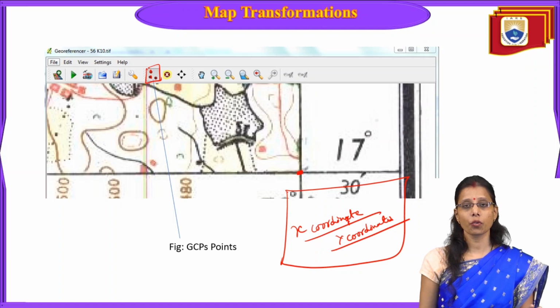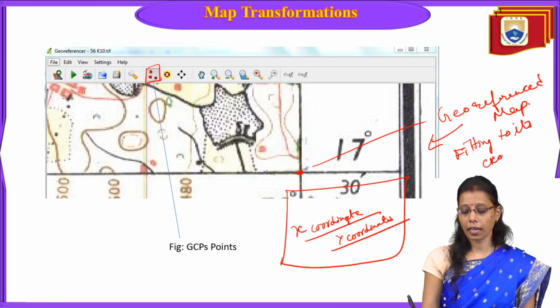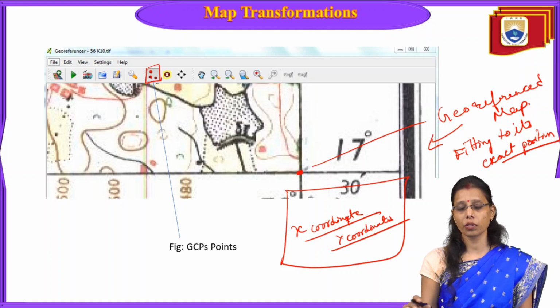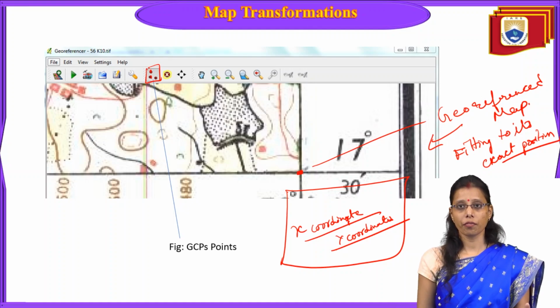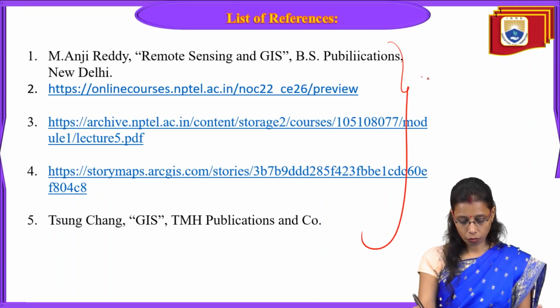So we transform through GCPs, collecting the GCP points through a GPS device, ground surveys or topo sheets, and all that information we transfer to the map. Once you assign it on the map, the data is called a georeferenced map. A georeferenced map is fitted to its exact position. Exact position means assigning the location to its position, which is called georeferencing, or assigning the GCP points.